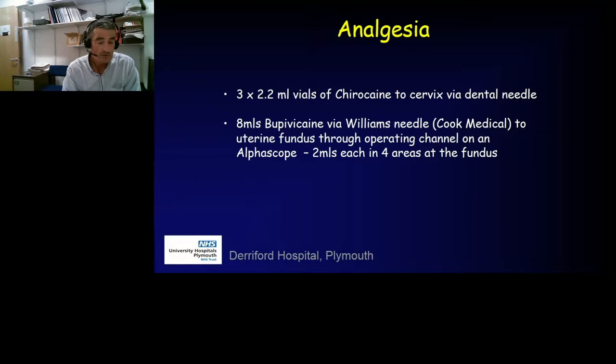We also use the fundal block using exactly the same Williams needle from Cook Medical, and we use 8 mils of bupivacaine in 4 areas across the fundus, as you saw in the video, near the ostia across the top, and then near the other ostia, and about 2 mils into each area. Some people use 5 mils, some use 4 mils. We found that 2 mils in each area gives us a very good anaesthetic.